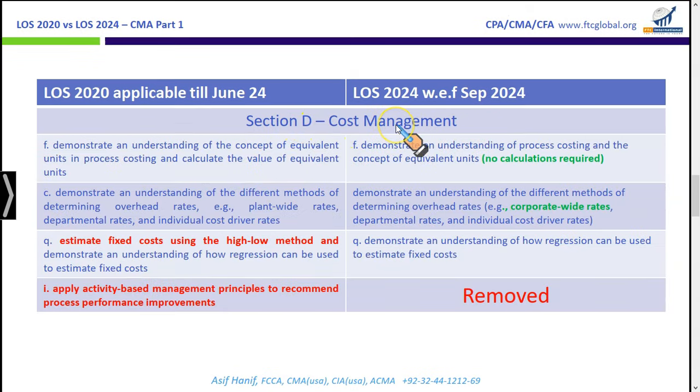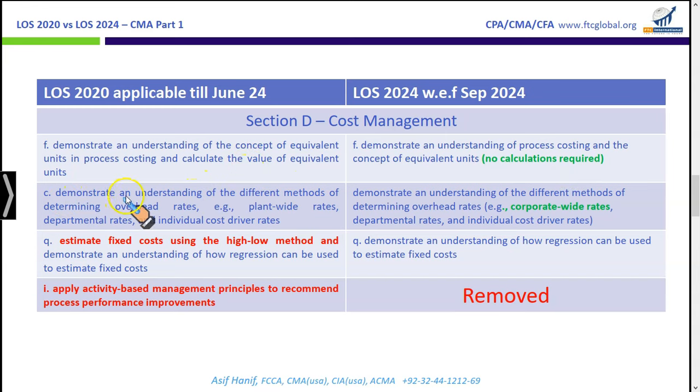Section D, cost management. Some minor changes have been made. Demonstrate an understanding of the concept of equivalent units in process costing and calculate the value of EUPs. This is what we have been doing. Good thing is that no calculation is required. You just need to demonstrate an understanding of process costing and the concept of equivalent units. No calculations required. So that will save you a lot of trouble, because this is the area many students find difficult.